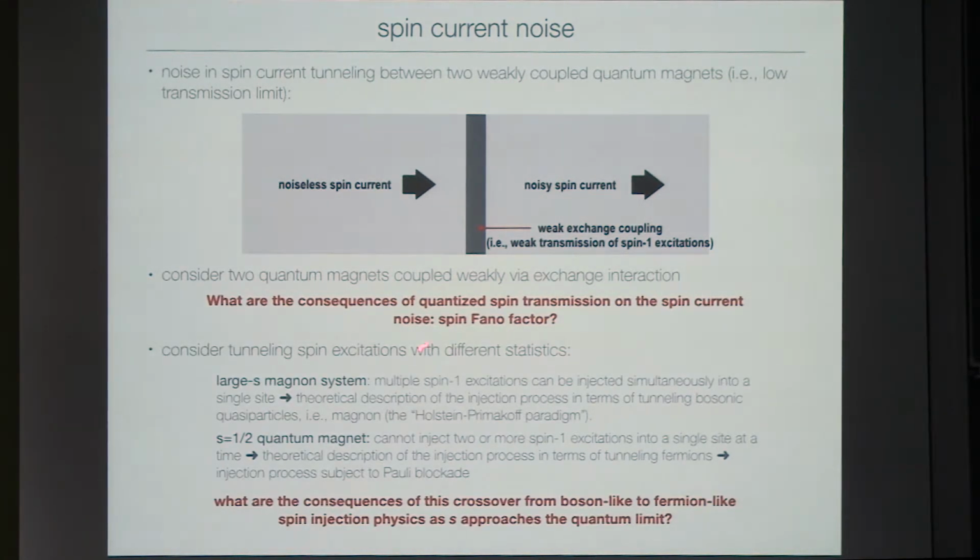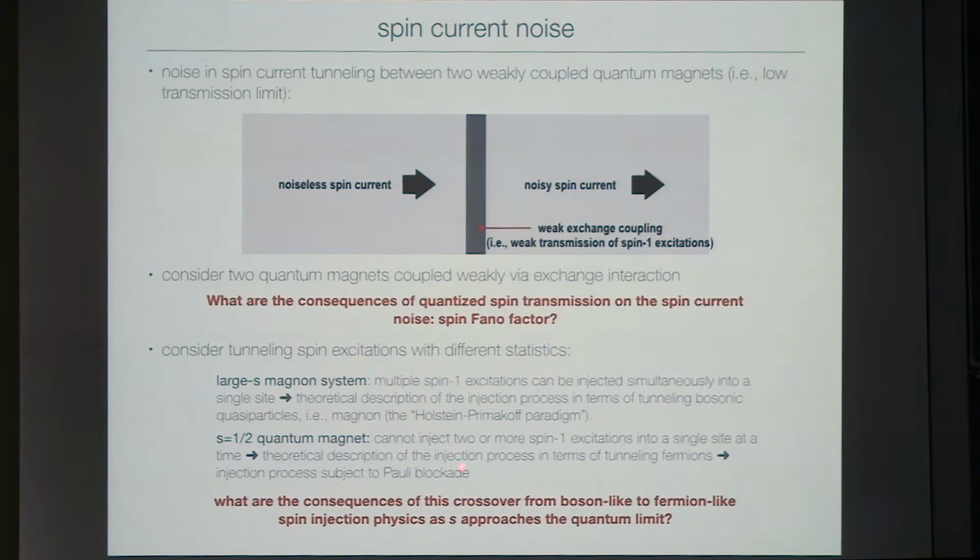And the statistics is relevant in this kind of setup because if you have a magnon system, so let's say you're looking at a large S system, then you basically have tunneling of magnons. And that's because you can inject more than one spin excitation into a single site at a time when you have a large S system. So the physics of tunneling of spin excitations is in terms of bosonic particles.